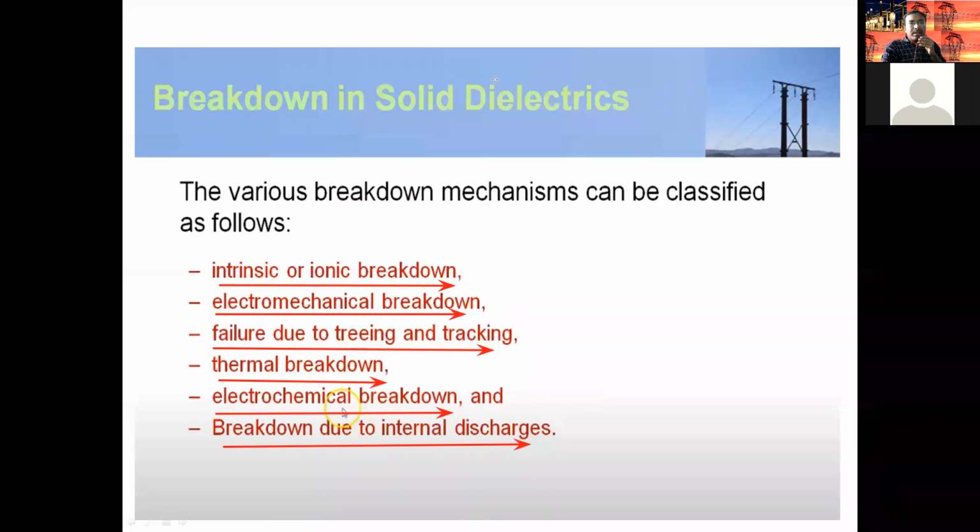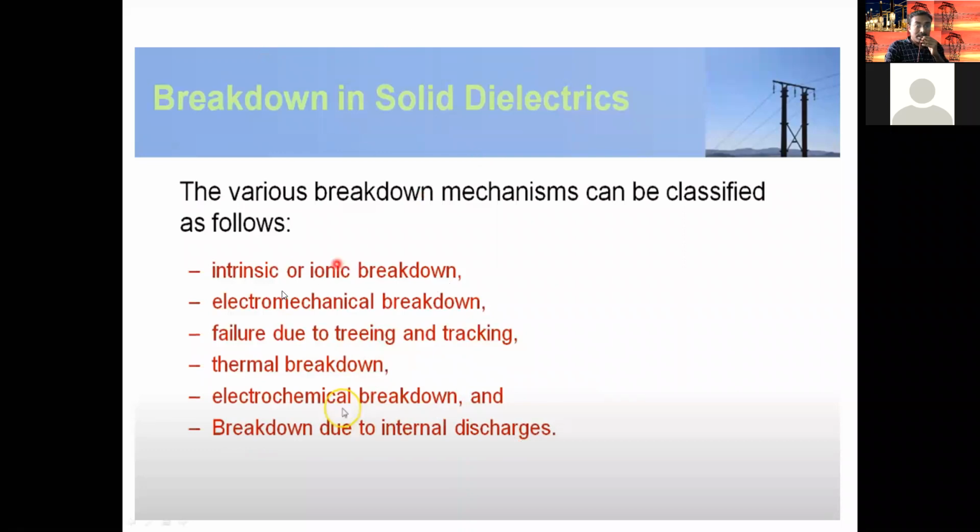It's clear. By using these different types of mechanisms, we can understand the concept of solid type dielectric material. First, intrinsic or ionic breakdown; second, electromechanical breakdown; failure due to tearing and tracking; thermal breakdown; electrochemical breakdown; and breakdown due to internal discharges. So these are the different types of mechanisms, and based on that, we can understand the concept of solid type dielectric material.